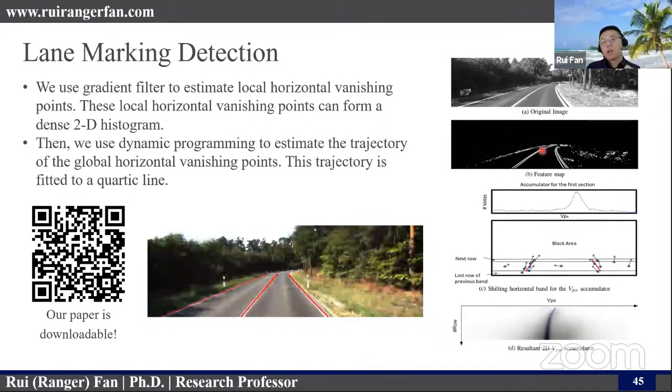So we use a similar strategy to get the horizontal vanishing points. It will be a group of vanishing points, and then we use these to get a first order equation, and then we use the previously estimated quadratic line and also the first order equation to get the whole lane direction. Let me play this demo video.